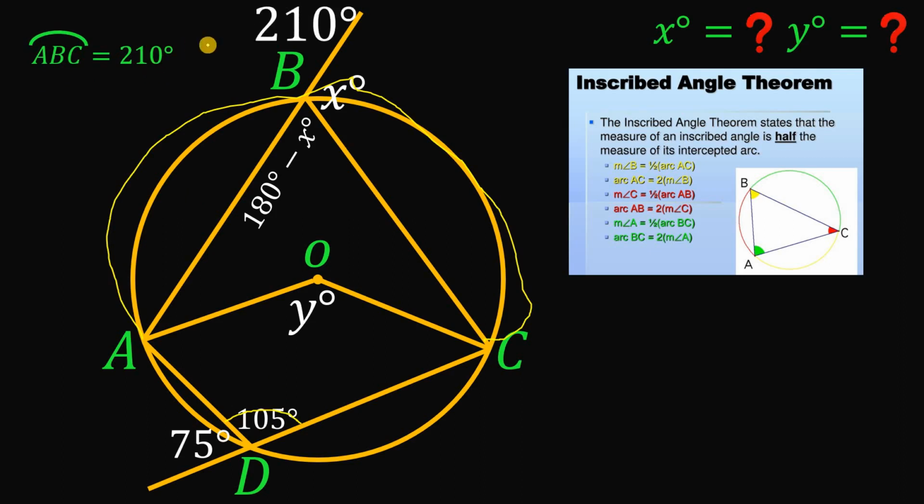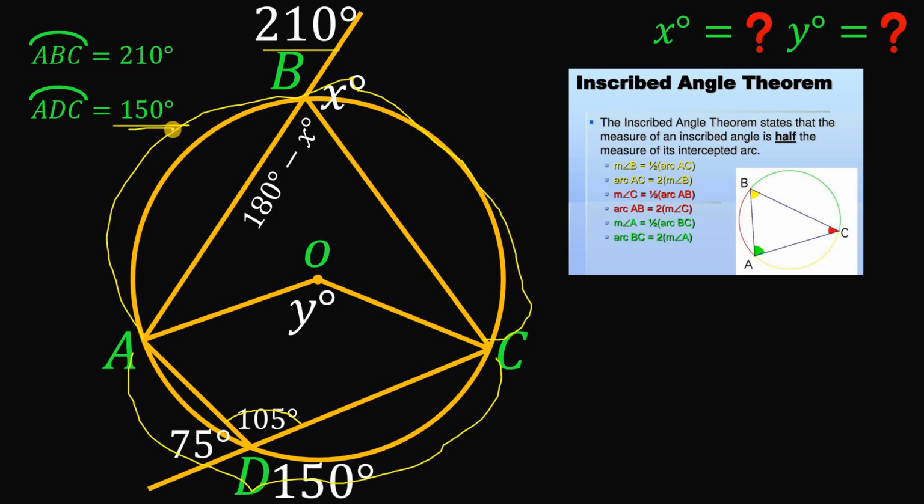Now another concept is that the whole circle must be equal to 360 degrees. It follows that this arc ADC must be equal to 150 degrees because 210 plus 150 degrees will add up to 360 degrees. Alright, now we are ready to solve for the value of x.